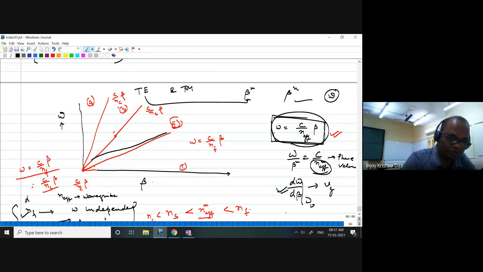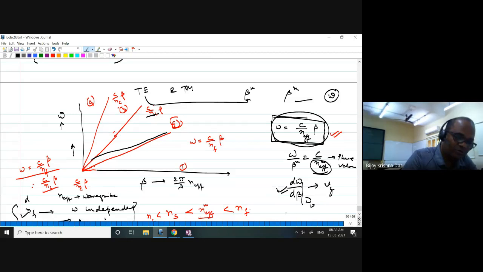Beta equals 2 pi by lambda times n effective. Suppose you are increasing your lambda value; that means 2 pi by lambda will be decreasing. Other way you can think: frequency is increasing, then what would be the effective index? You should be clear about the minimum value of the results.